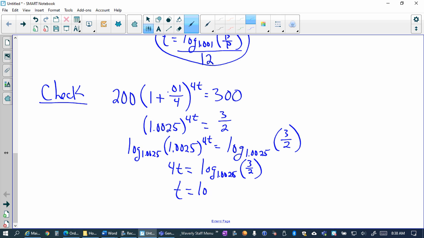So t equals log base 1.0025 of 3/2, all over 4. And that's where they asked us to stop and not evaluate it with a log. We could put that in our calculator and figure out how many years it will take to happen. My guess is that an interest rate of 1% is going to take a while, so you might want to find an alternate investment.